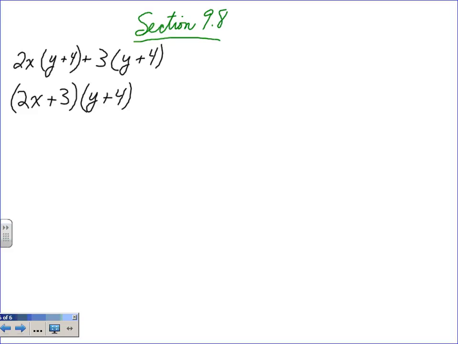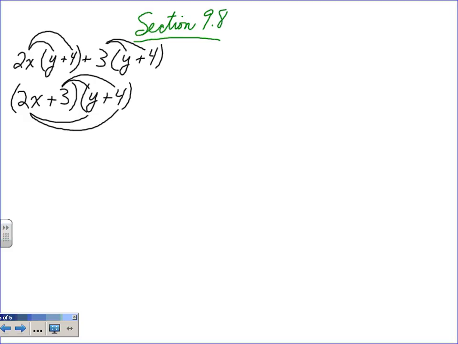I want you to think of FOIL for a minute and what we do in FOIL. Don't we do 2x times y, and then 2x times 4? If you look at the original problem, isn't it 2x times y and then 2x times 4? So now, let's look at the rest of FOIL in the second one. 3 times y and 3 times 4. And that's what this says. So you're going to get the same answer. But that's how we factor.